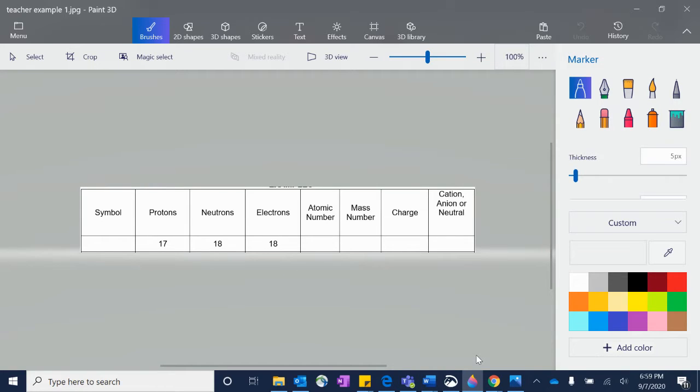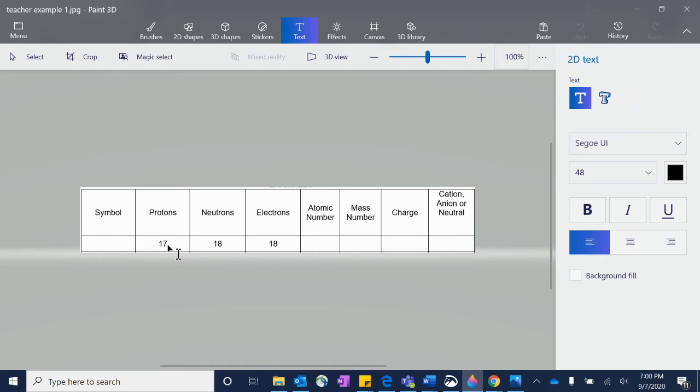All right, let's go ahead and work through a practice problem together that has to do with figuring out the charge of an ion. So we've looked at these types of table problems before where we're given some information and we need to fill in the rest. This table says that we have an atom with 17 protons, 18 neutrons, and 18 electrons.